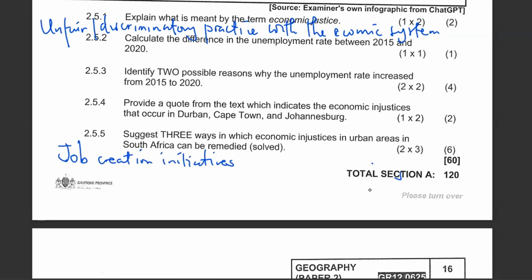the government must engage in job creation initiatives. For example, you can talk of the public works programs or the expanded public works programs, the EPWP. That can be an initiative by the government to try and solve the injustice of unemployment by trying to create low skill jobs for the people who are unemployed. Then you can also look at equipping the people with education and skills.